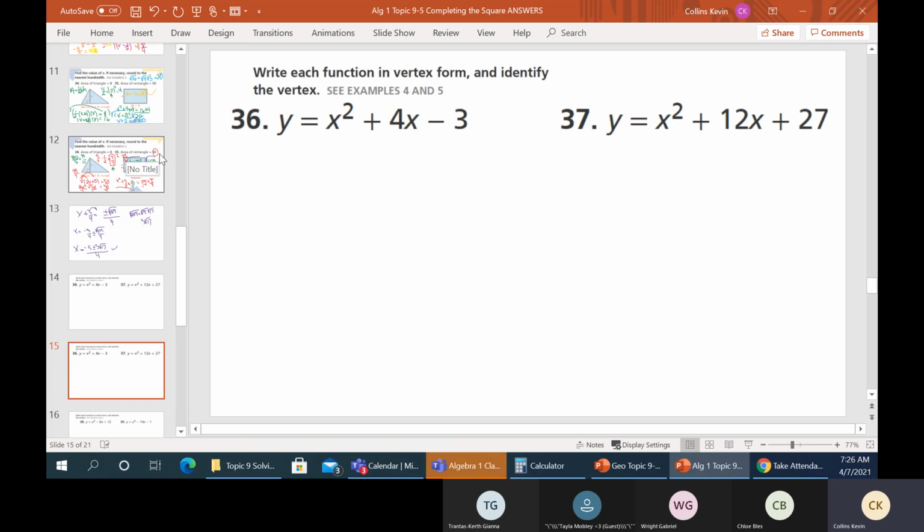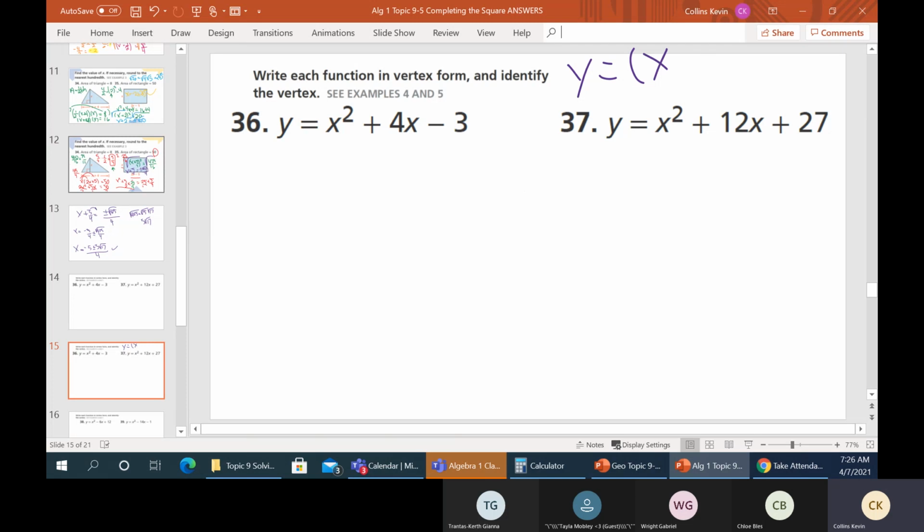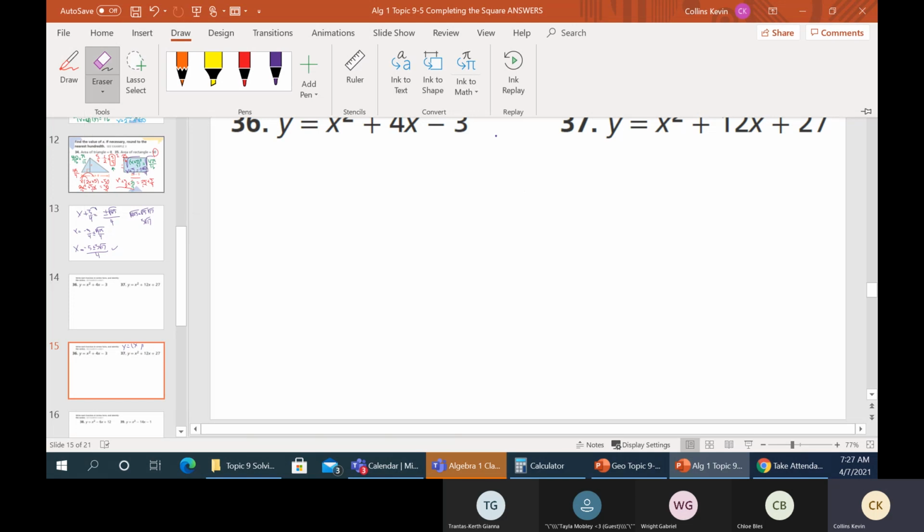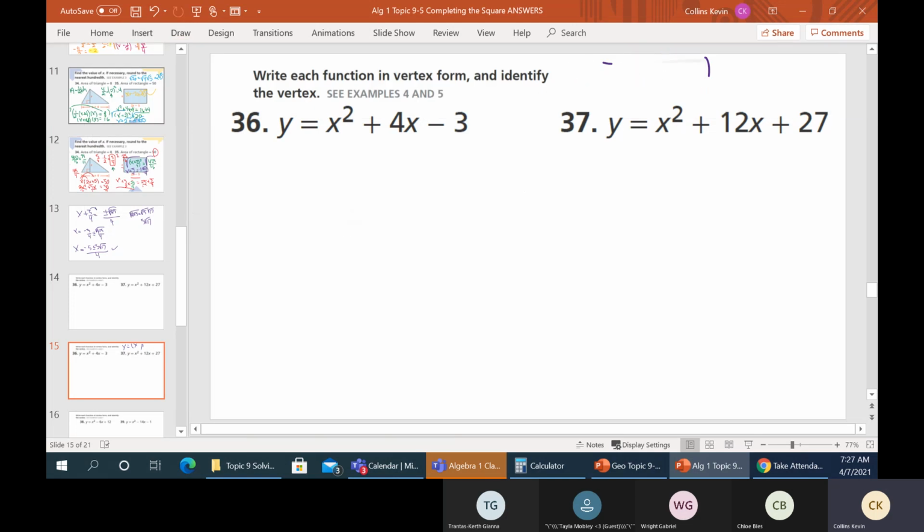Okay, so now it says write each function. Whoops, lost my microphone. Hang on. It says write each function in vertex form and identify the vertex. So if you remember, vertex form is basically y equals x plus or minus some number. What the heck? Now let's just try this again. My pen is a little glitchy today, as it is sometimes.